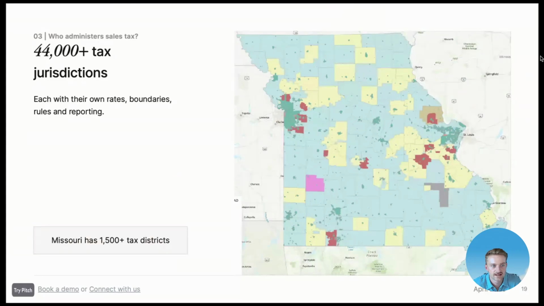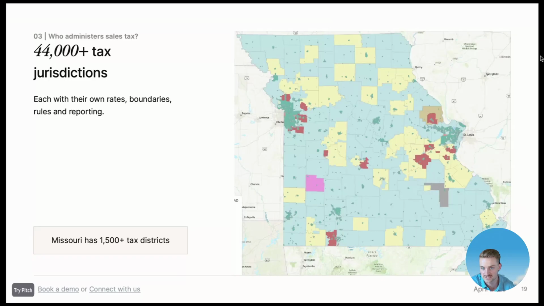Like I mentioned at the beginning of the presentation, there are over 44,000 separate tax jurisdictions in the US. I have just this map of Missouri's jurisdictions as an example. This is directly from Commenda's database. Every single jurisdiction in the state of Missouri here that has a separate sales tax, and all of these little colors are separate sales tax jurisdictions.